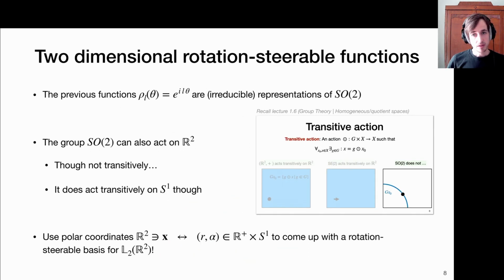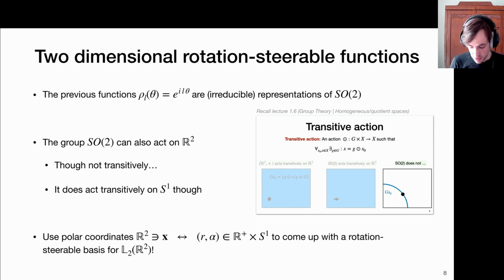Okay, now we want to use this representation theory and this idea of steerable functions on images to build group convolutional neural networks with them, for example. So what I just covered is that these rho_L's, e to the power i L theta, are representations of SO(2) acting on complex numbers. But ideally we now want to work with this function space R2, right? With 2D images, let's say.